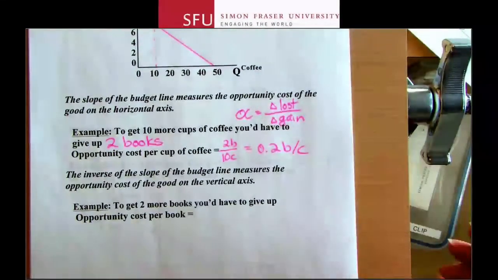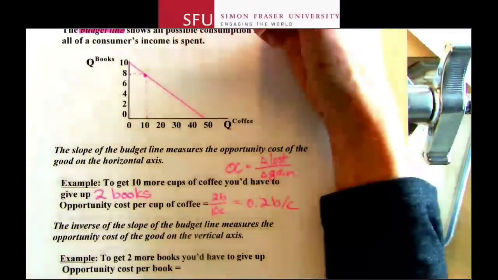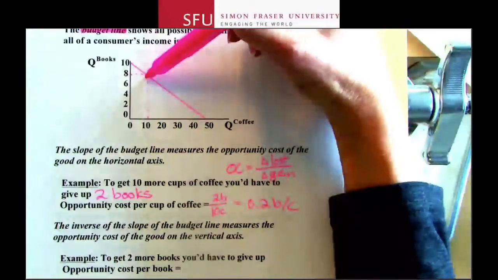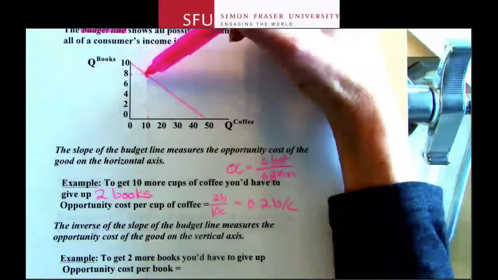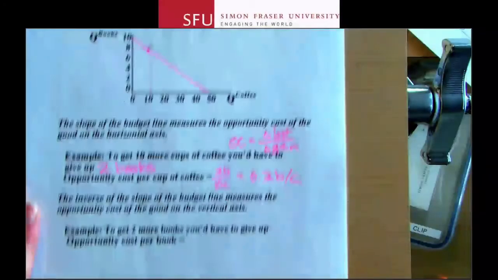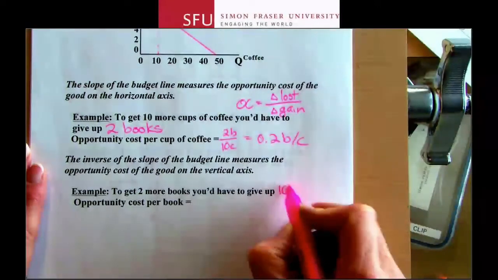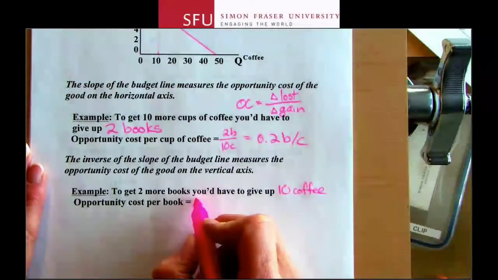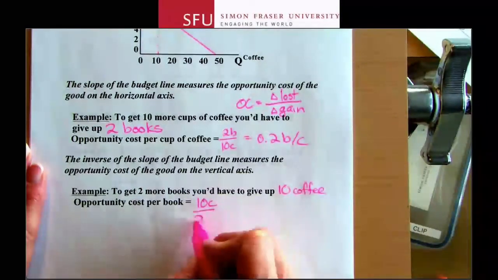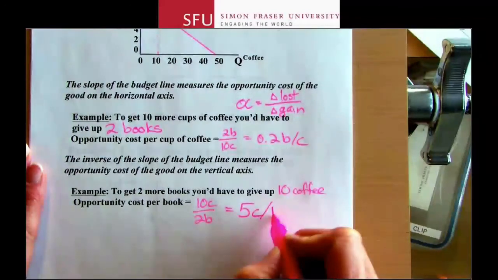Okay, and then going the other direction, so the inverse of the slope, say we start here and go here, so what's the opportunity cost of 2 more books? They would have to give up 10 coffee, so it's just the reciprocal. So to get 2 more books, you'd have to give up 10 coffee. And so now we'll put the 10 coffee on top, 2 books on the bottom, so you'd have to give up 5 coffee per book.